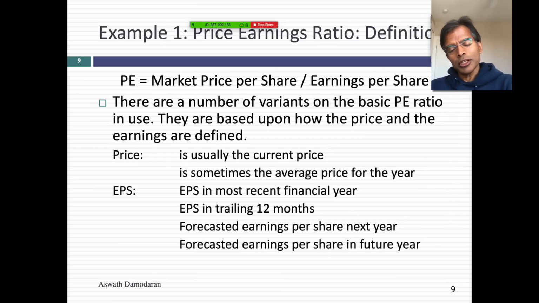So the numerator is usually the current price. It's in the denominator that you get the real action, right? Because I can take the price per share today and divide by earnings per share in the most recent fiscal year, which for some companies is still 2018.